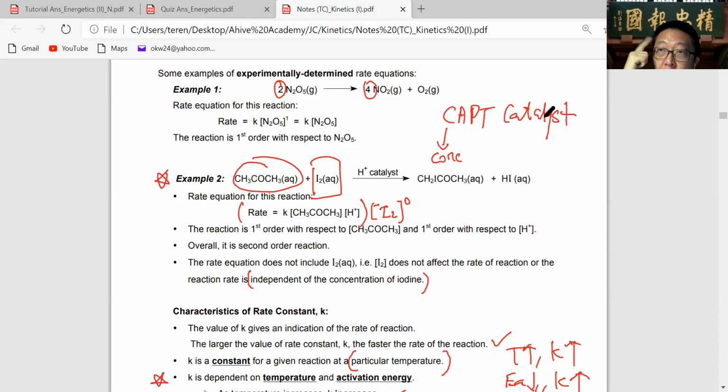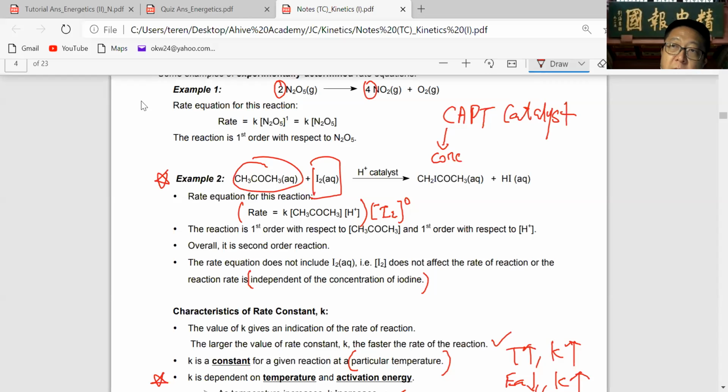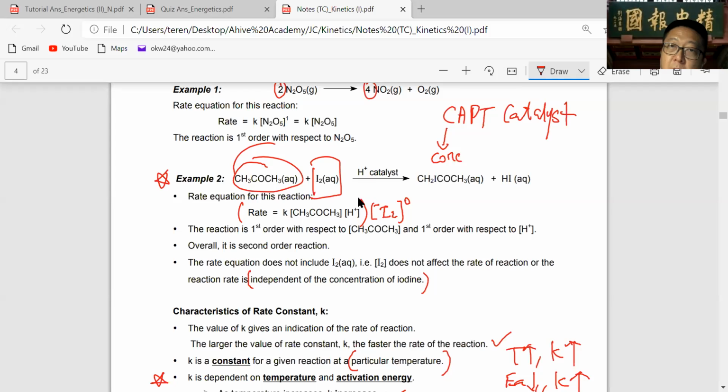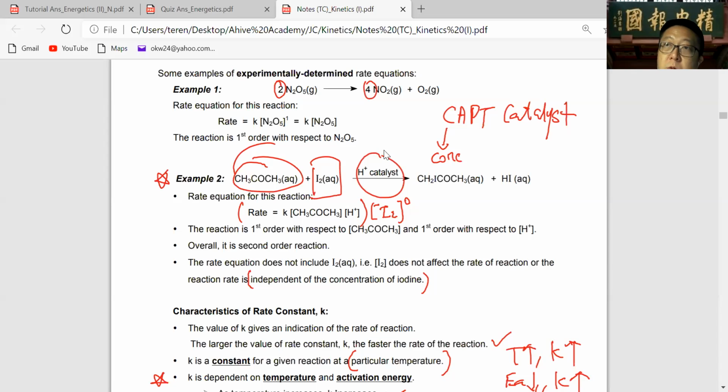Now you think about it. You think about it in the context of example 2. What do you notice? If I really want to speed up the rate of reaction, knowing that I don't have enough of this substance, let's say this one, can I still use very little H plus? No, because the rate equation tells me it is first order with respect to H plus. What should I do if I want to increase the rate of reaction? Of course, we know there is a catalyst, so you must understand.